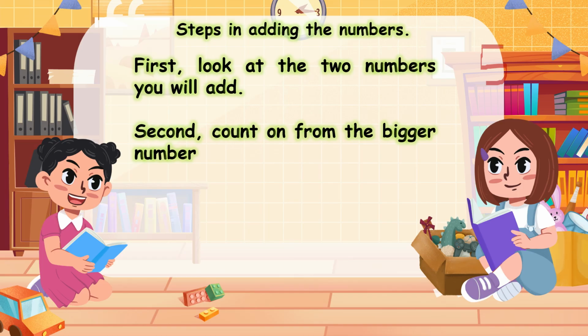Which is bigger, 5 or 3? Right, 5 is the bigger number, and so we put it 5 plus 3. What's the answer? 8. Very good. So remember, they should be aligned, okay? They should be in one line.